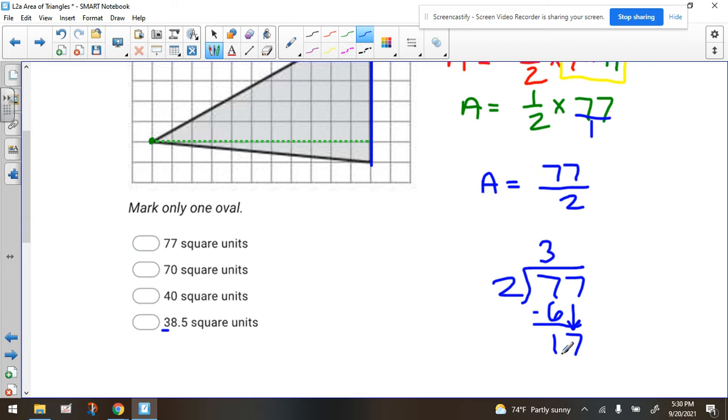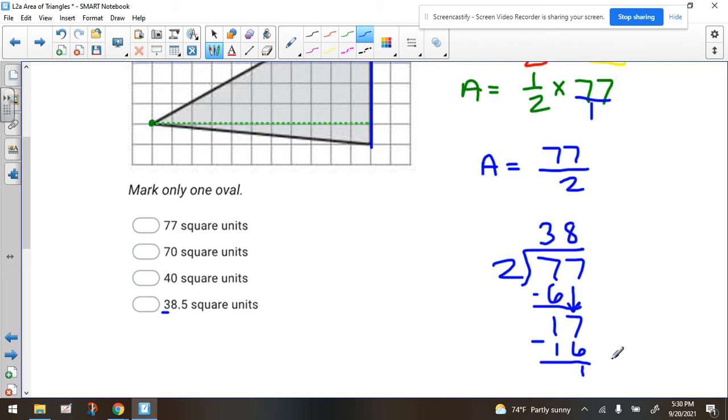So 2 goes into 17. Is it 8 times? Let's test it out and see. We'll put the 8 here. 2 times 8 would give us 16. Subtract, and we get the 1 left over. Now at this point, we have some options. If they wanted this as a mixed number, we could take this 1 and stick it here, and take this 2 and put it right here, and it would be equal to 38 and a half. But that's not shown as a choice. Since it's not shown as a choice, let me move that out of the way.